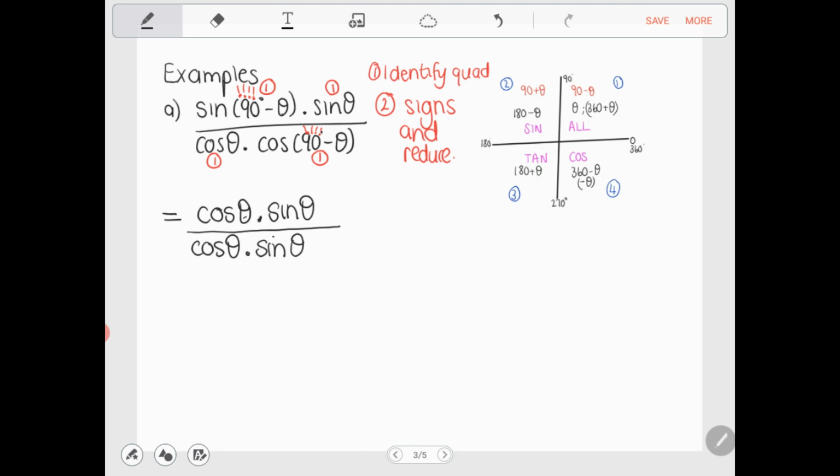Okay, now we're going to do our simplification. And we simplify with our algebra.